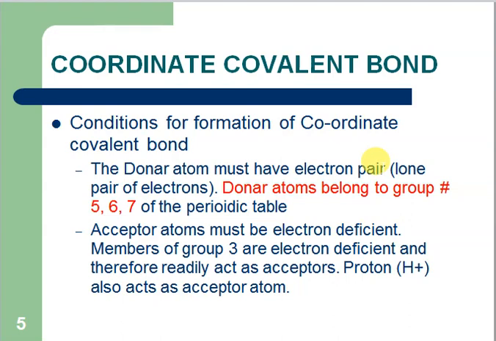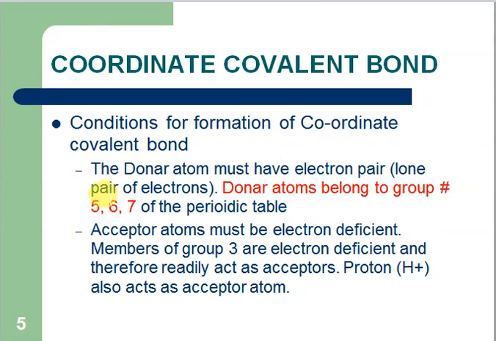So which atoms have a lone pair of electrons? If you want to see in the periodic table which elements have lone pairs which can be donated, then you have to see group number 5, group number 6 and group number 7 of the periodic table. Group number 5 is the nitrogen family. The nitrogen family has one lone pair with it, so nitrogen can donate it and can form a coordinate covalent bond.